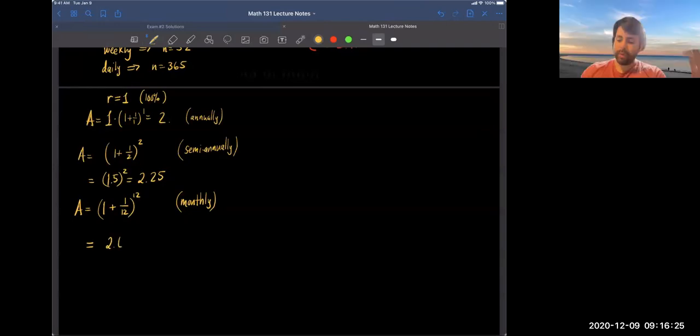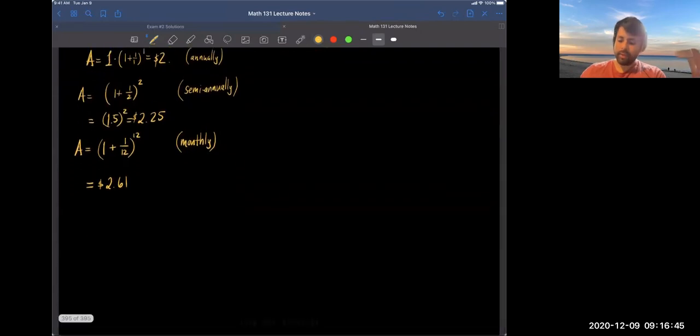2.613. 2.61. So I'm doing better, right? So if my interest is compounded once, I only double. If my interest is compounded semi-annually, I make 25 extra cents. If I do it monthly, I get to $2.61. And then what should I do next?